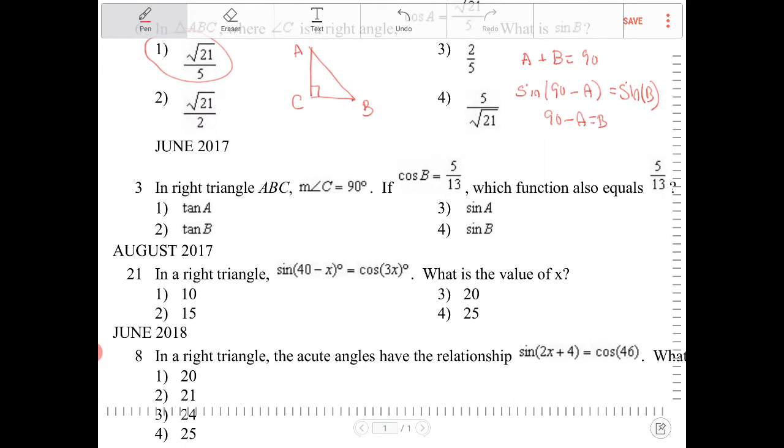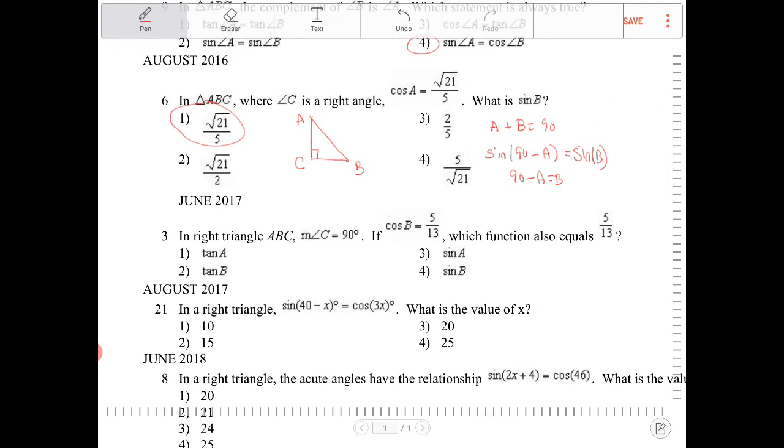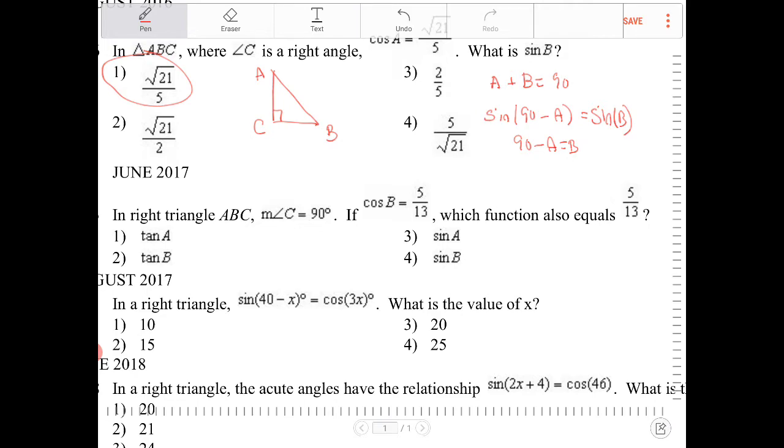In right triangle ABC, angle C is equal to 90 degrees. Cosine of B is equal to 5/13. This is very similar. Again, it's essentially the same question, but just different numbers. Can you compare and contrast August 2016 with that of June 2017? Right? So cosine of B is 5/13, so therefore sine of A must be 5/13. Right? Which function also equals 5/13? Sine of A.